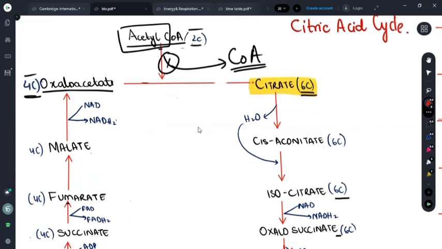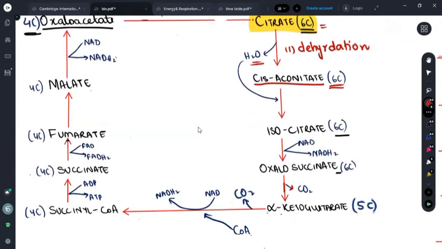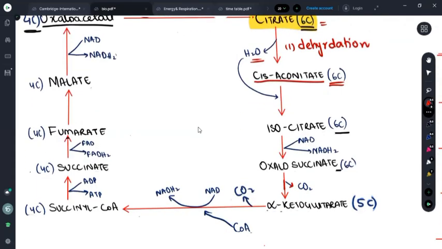Okay, so the first product formed is citrate, which is a 6-carbon compound. Now this citrate undergoes dehydration, that is removal of a water molecule, and it gets converted into another molecule named cis-aconitate. This is also a 6-carbon compound. The water which has been removed in the first step gets added to this cis-aconitate. That is, the second step is hydration of cis-aconitate, which forms another compound named isocitrate, which is also a 6-carbon compound.